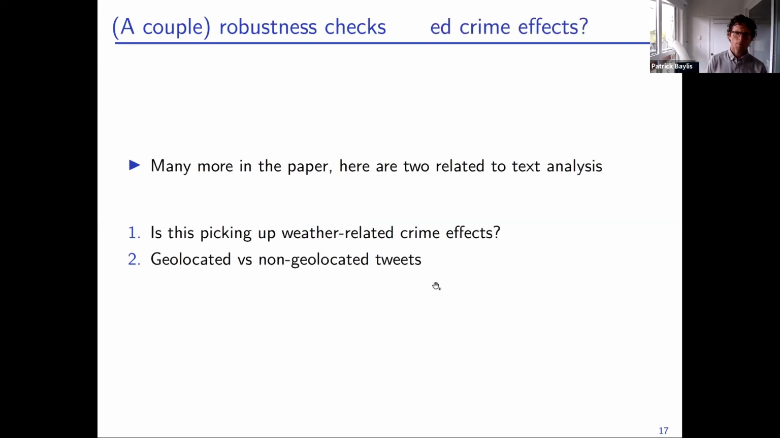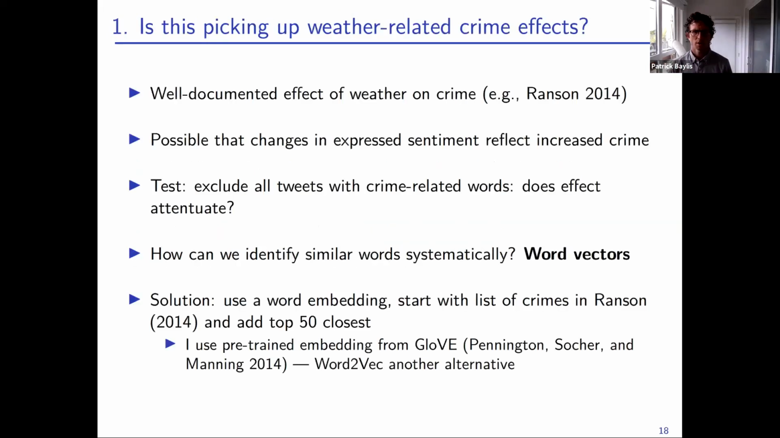So first on crime, like I said, there's a well-documented effect of weather on crime. Maybe what's happening is expressed sentiment changes are just reflecting more crime, right? I'm mad because I'm getting mugged or attacked, or the increase in crime is just generating this change in sentiment. So one test we can do is to just exclude all tweets with crime-related words and see if this effect attenuates. The trick here is to choose words in a way that's credible and isn't cooking the books in favor of the result that I want.